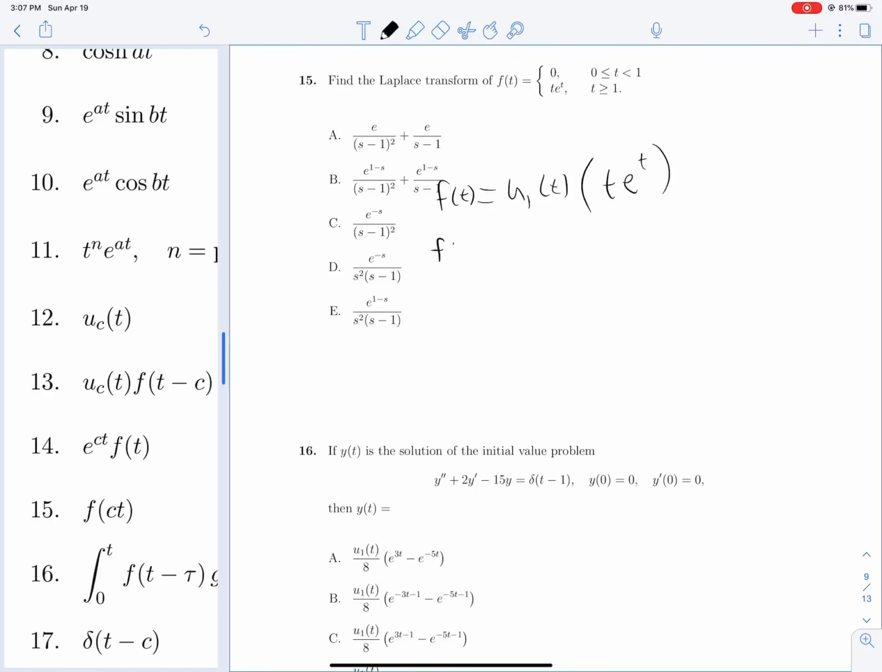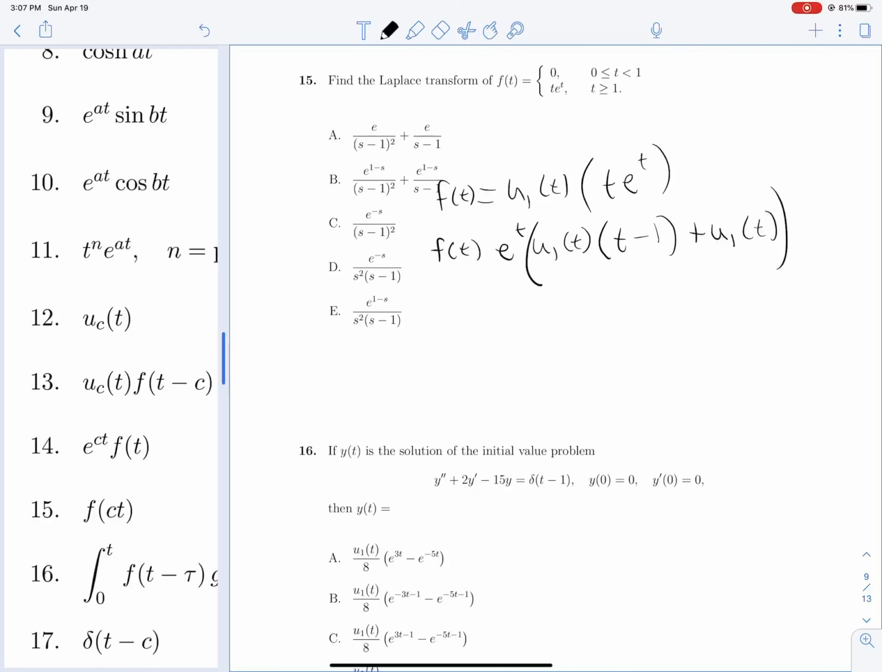We can rewrite f of t as e to the t times u1 of t multiplied by t minus 1, which is what we want. But in subtracting 1 there, we'll need to add u1 of t, like that. And just checking to make sure that this works out. Yep, that should be good.